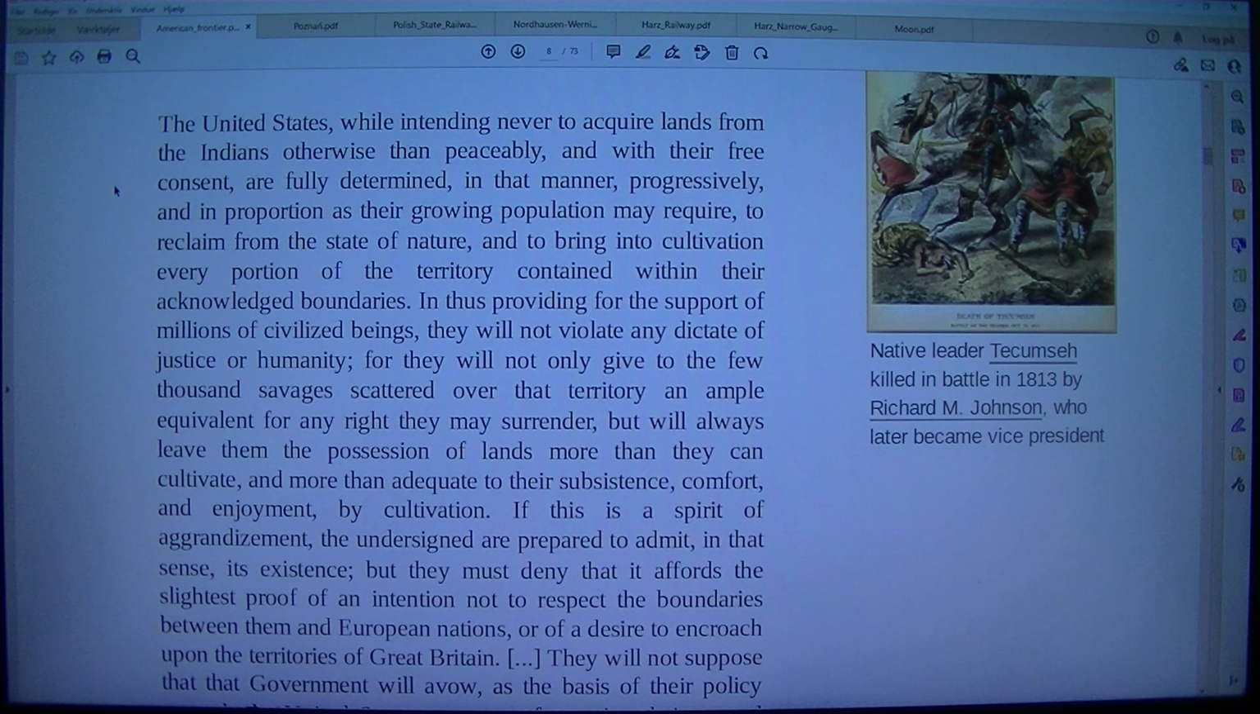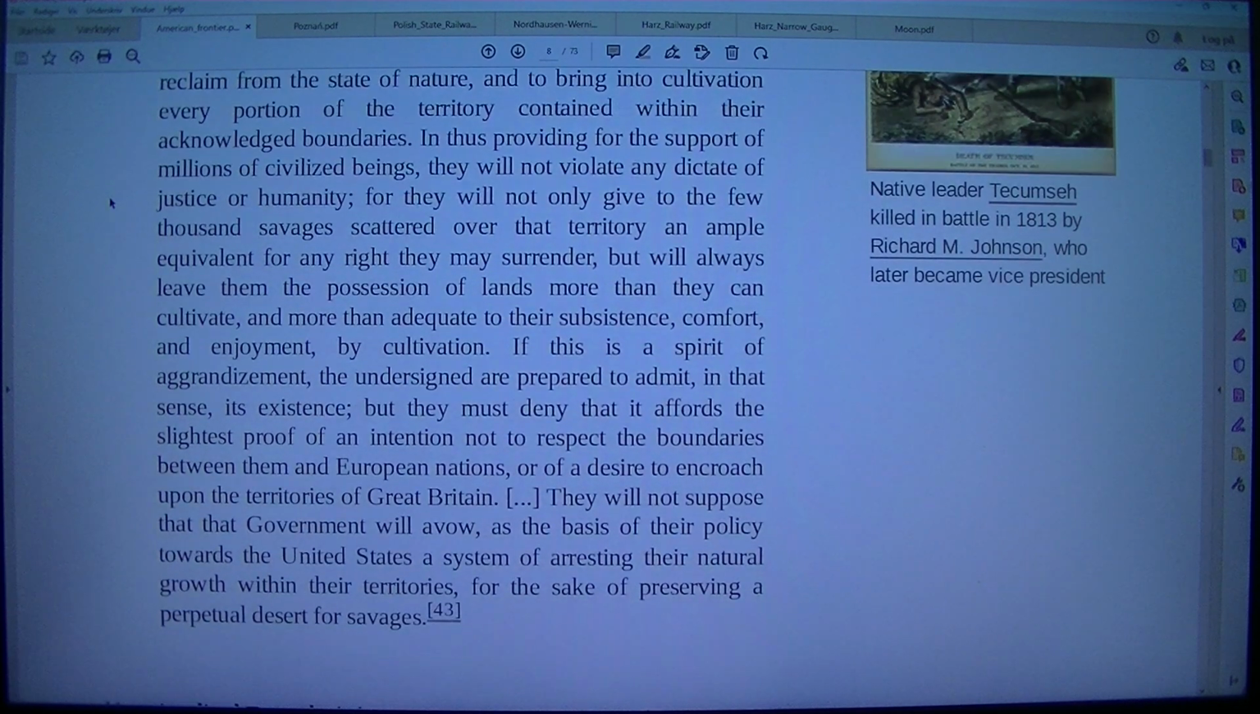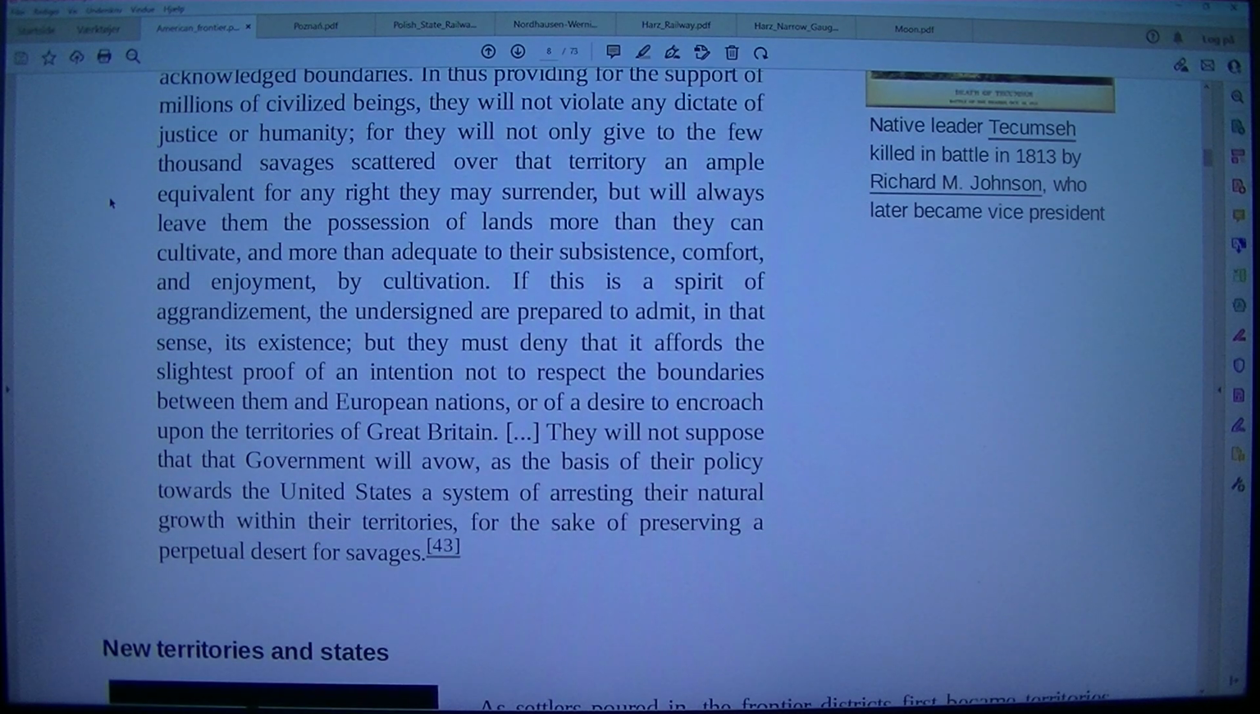They will not violate any dictate of justice or humanity, for they will not only give to the few thousand savages scattered over that territory an ample equivalent for any right they may surrender, but will always leave them the possession of lands more than they can cultivate, and more than adequate to their subsistence, comfort and enjoyment, by cultivation.